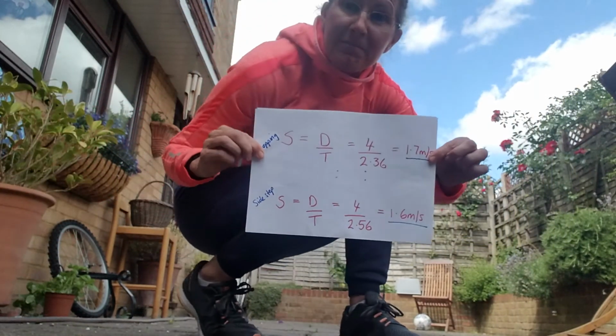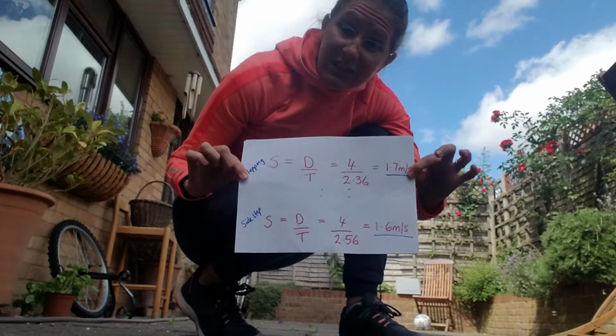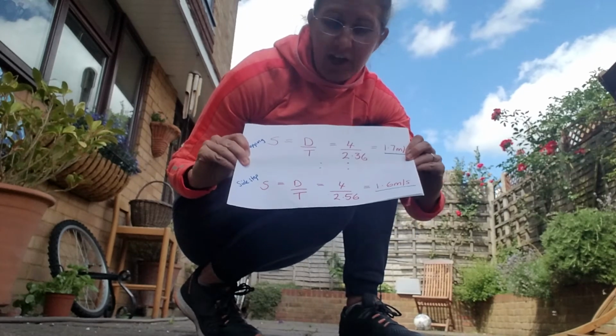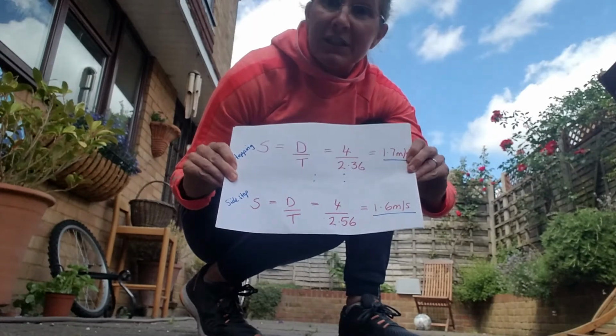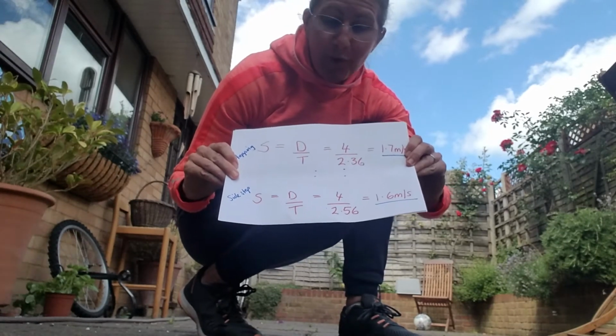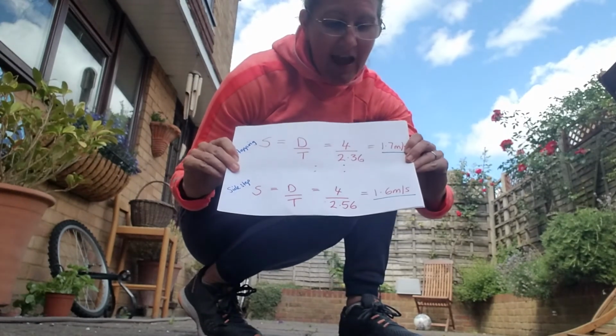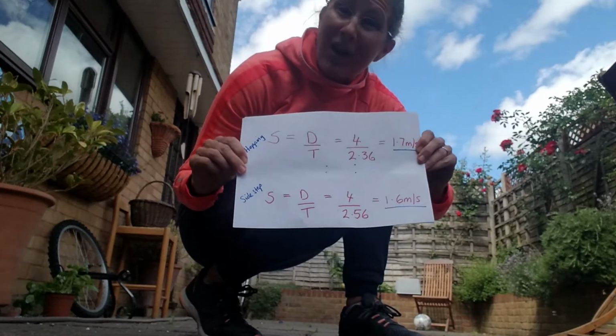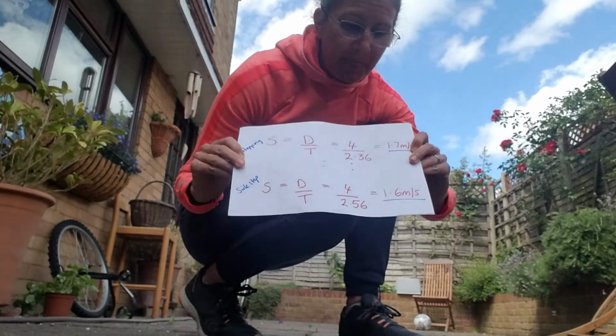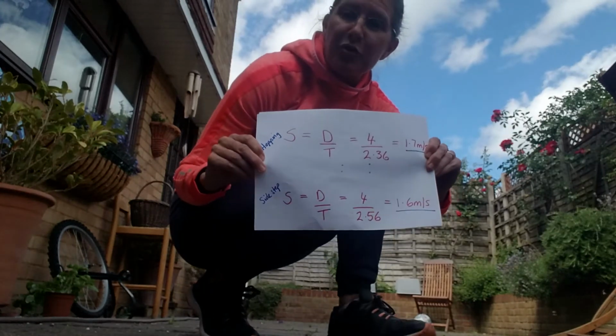So this time in my interesting sidestepping activities, I have calculated speed equals distance over time. It was 4 metres again, I covered it in 2.56 seconds, and therefore my speed is 1.6 metres per second. Now, I'm rounding that up, but you can decide how you want to record it.